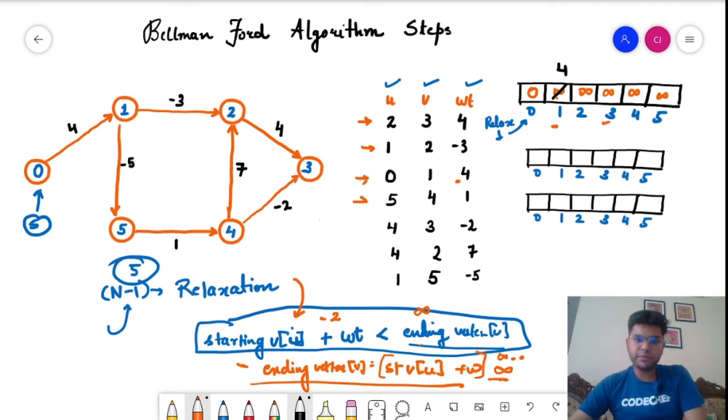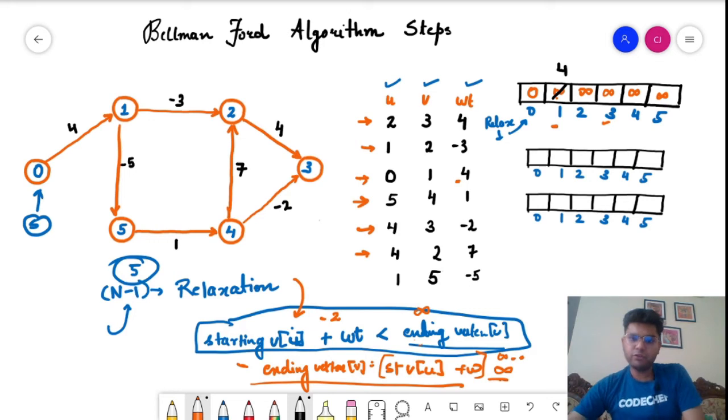Now we'll do a similar thing with 5 and 4. So 5 and 4, 5 is infinity, plus 1 is less than infinity. No, that is not, updation will not be done. 4 and 3, infinity minus 2 is less than, no, right? So this is the same process, we'll do it again and again. 4 and 2, infinity plus 7 is less than infinity, no, right?